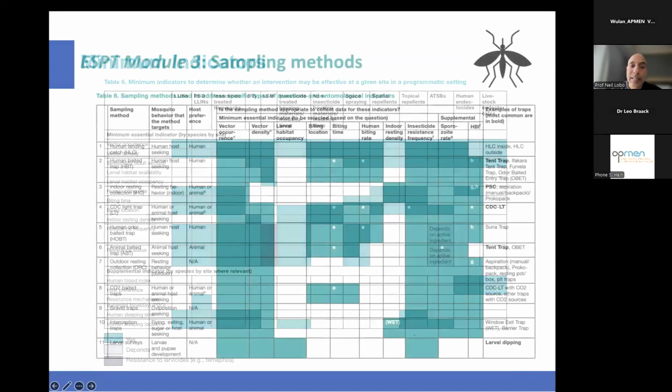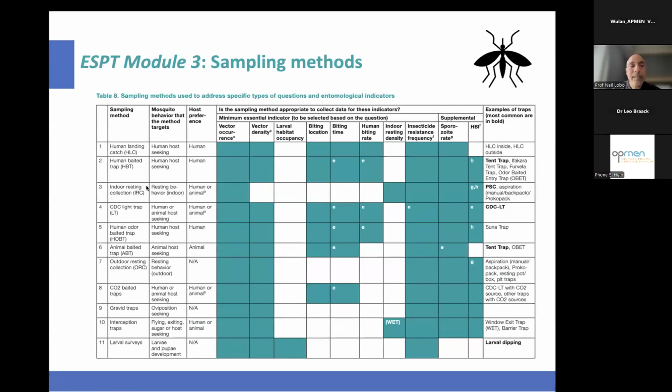We also look at tables for sampling methods, right? Can we use sampling methods to understand a specific question, to collect an indicator to understand a question? For example, here are the sampling methods: human landing catch, human baited traps are all listed out here, and the mosquito behavior that the method takes advantage of. If you remember, interventions take advantage of a susceptible mosquito behavior. So do sampling methods. So you have to pick your sampling method based on the behavior you're looking at. And so that's mapped out over here.